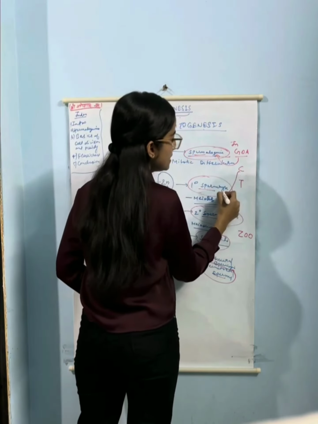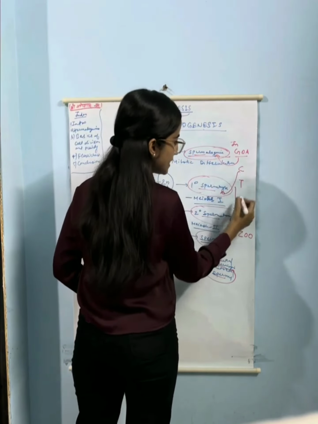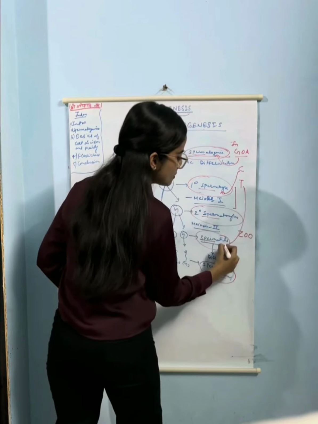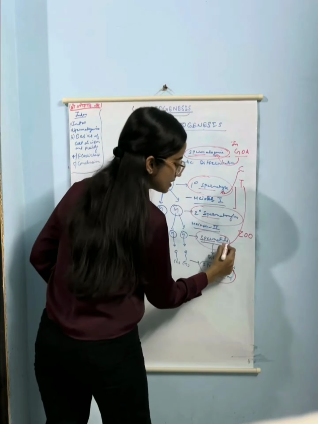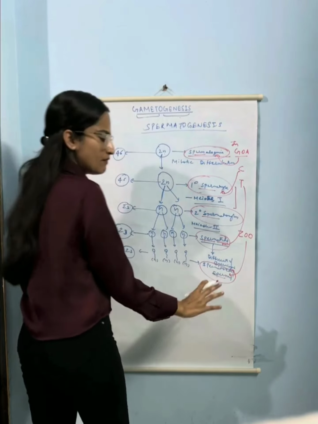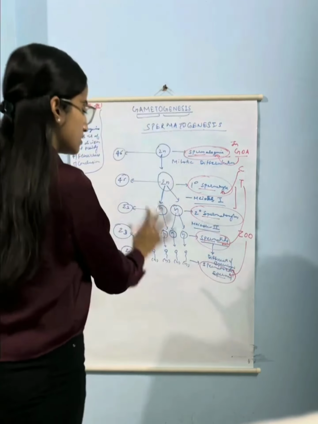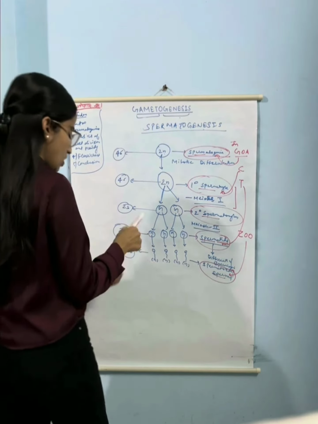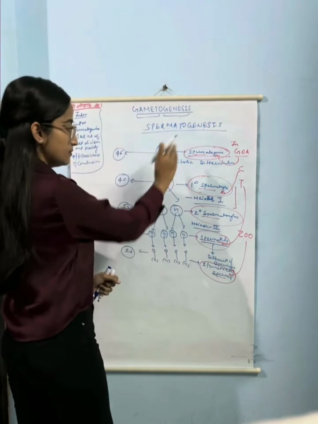C represents cytes, primary spermatocyte and secondary spermatocyte. T represents spermatids because there is T, and zoo represents spermatozoa, and sperm is going to be the final product of the process of spermatogenesis. Now let's talk about these divisions.